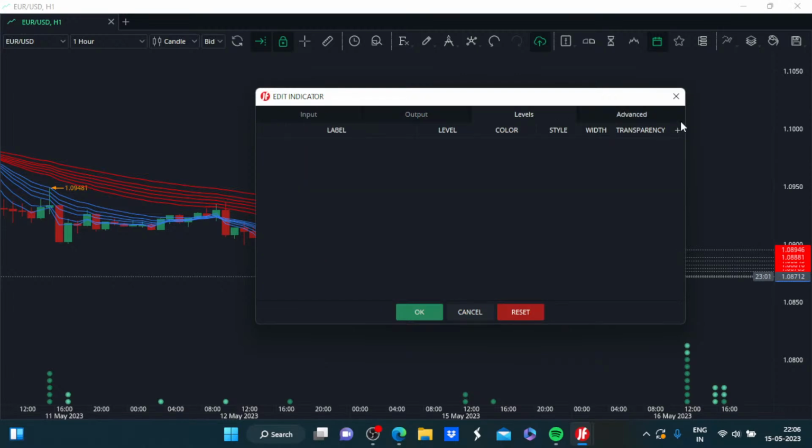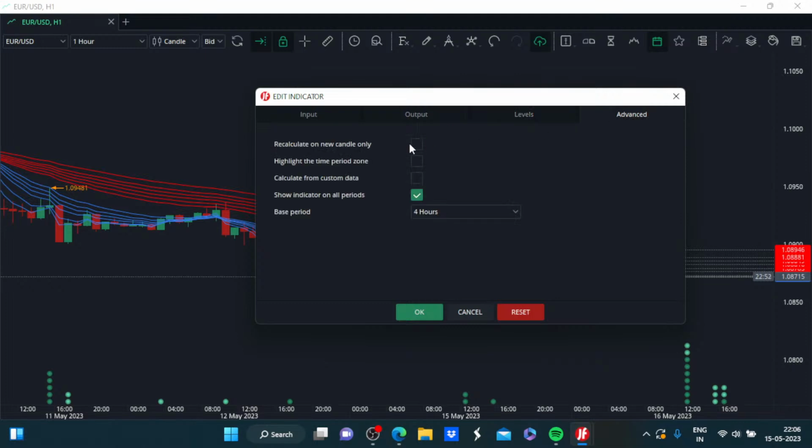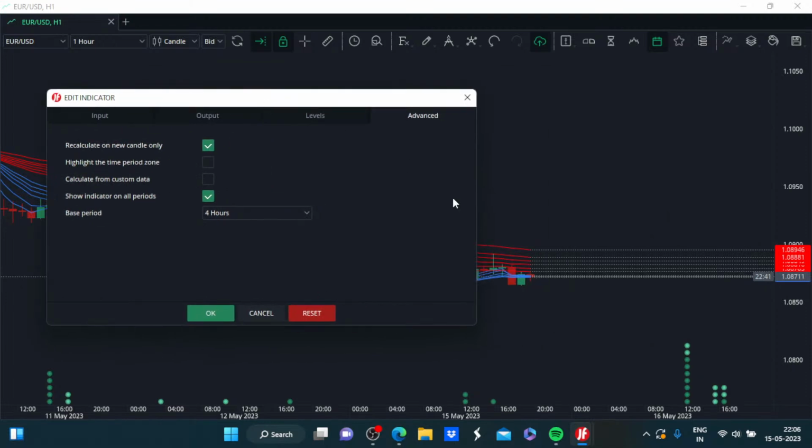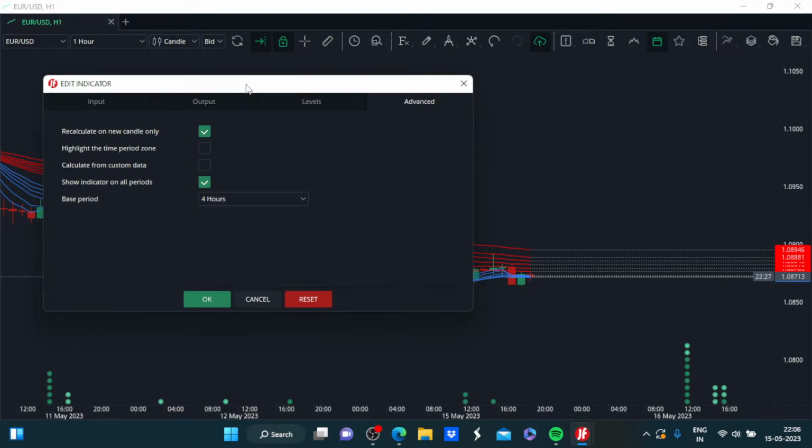Levels you can add, but I don't really feel that there are any levels which are going to be much helpful on this panel. Coming to the advanced editing option, recalculate on new candle only. Here, this option will lock in the price of these output values for the last candle. If you do that, whatever is your starting price at that point in time, these output values will be locked in. Highlight the time period zone. Whatever is your calculation period, the largest calculation period, it will be highlighted. Calculate from custom data.